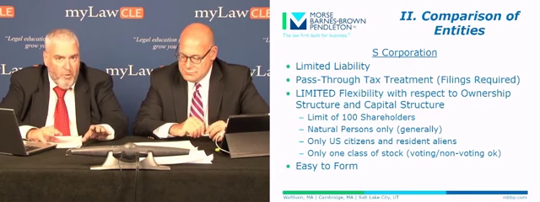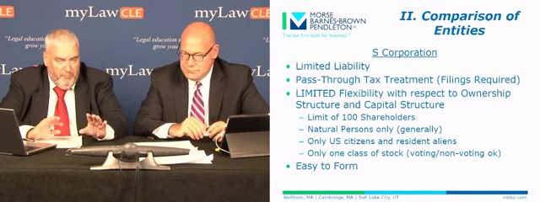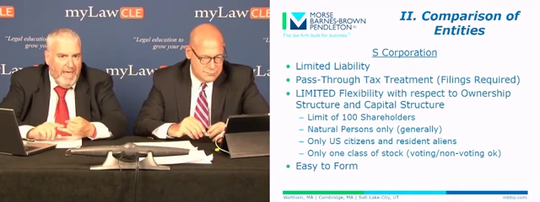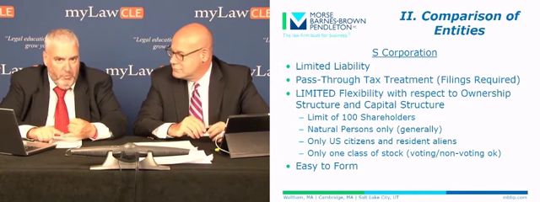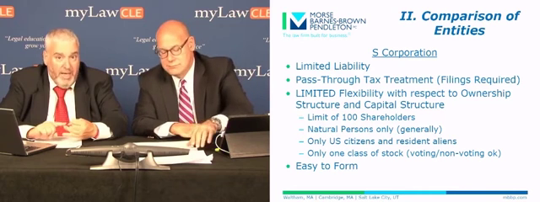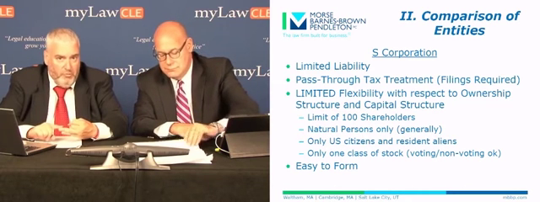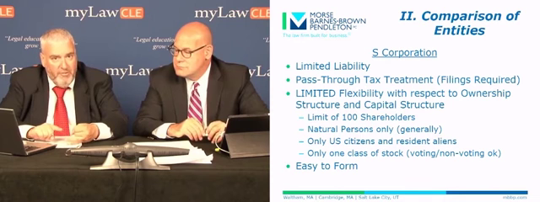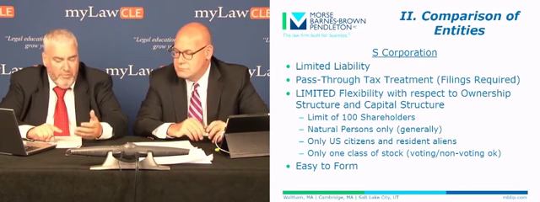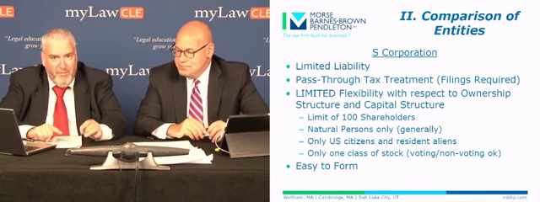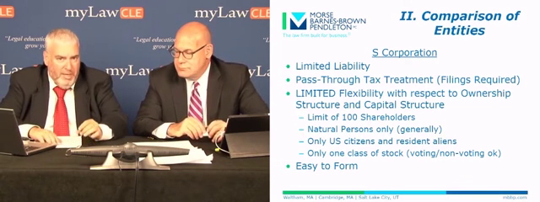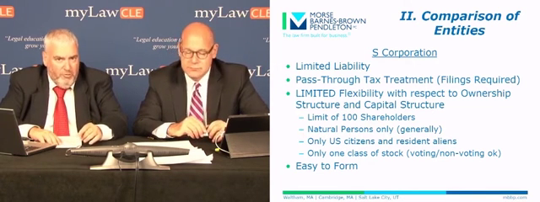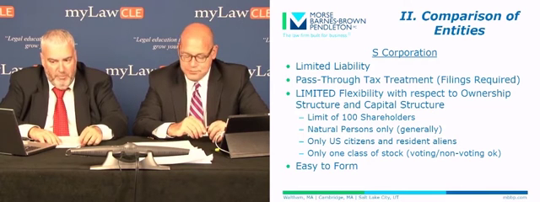Here's where the S Corp can really fall down a little bit. You cannot have more than 100 shareholders. Your shareholders generally have to be natural persons. There are some trusts and some other corporations that can hold shares of an S corporation, qualified subchapter S trusts and the like, but it's fairly complex. So generally you're looking at a situation where your shareholders all have to be natural persons.